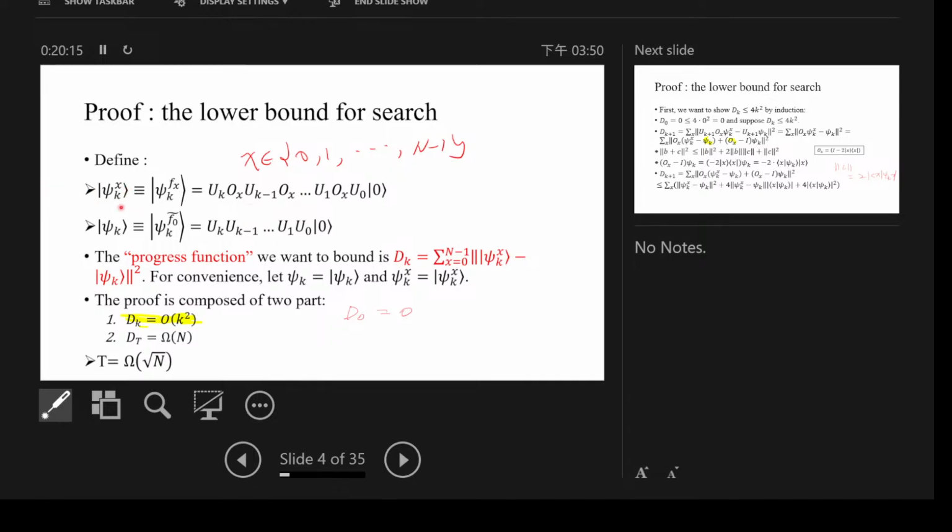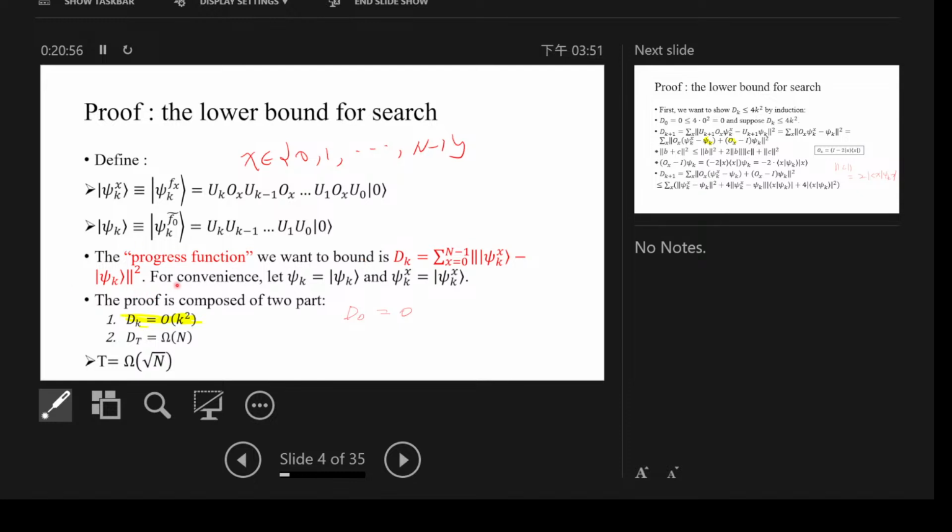And then we have those two states, and as we said, we will define a progress function. The progress function is the difference between them. You look at the quantum states, which are complex vectors. You can do subtraction on complex vectors and take their norm squared. So it's a very brute-force distance, but it works. We take this brute-force distance squared and sum over all x, where x is from 0 to n-1, and this is what we call the progress function.